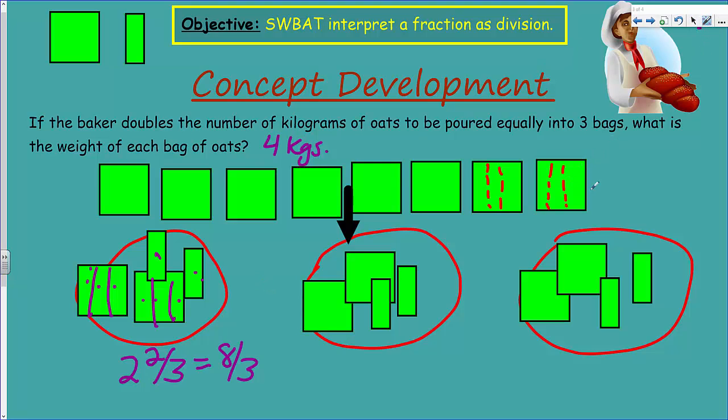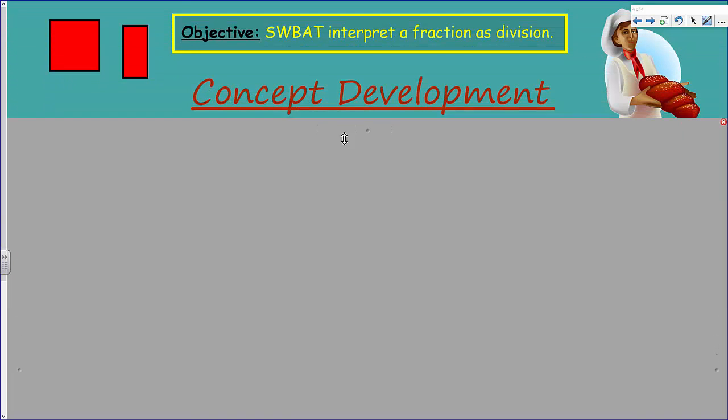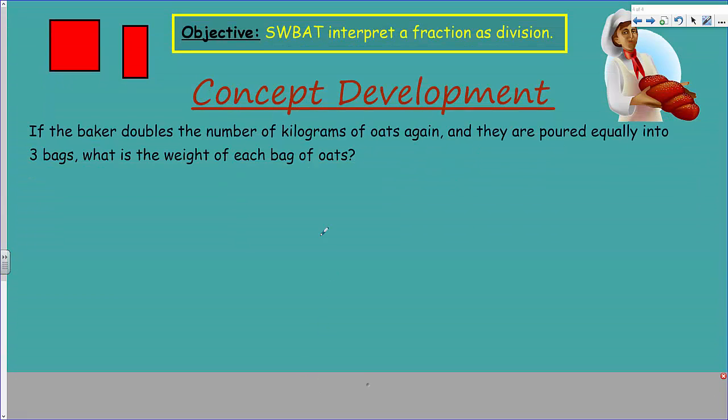And on that note, I'm going to go ahead and hit this page one more time. Yes. And now we're on the very last slide. Last slide. Ooh, another problem? It says if the baker doubles the number of kilograms of oats again and they are poured equally into 3 bags, what is the weight? Isn't that the problem that we just had? I thought it was.